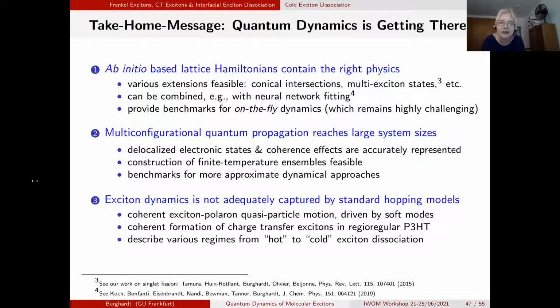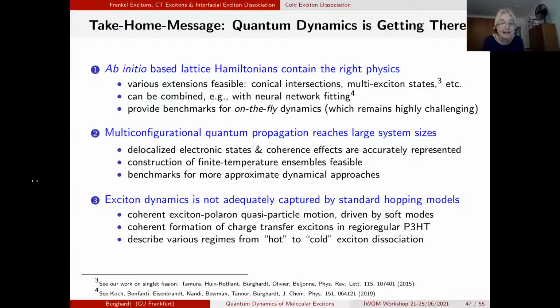So the next question is from Smruti. How does the OT length affect the CT and Frenkel excitons? Suppose we consider the fullerene and OT.